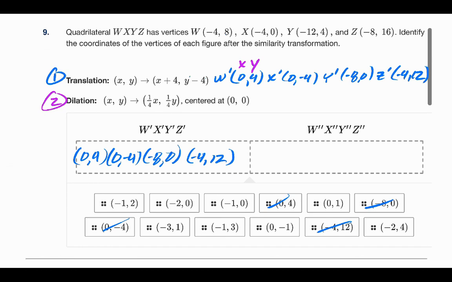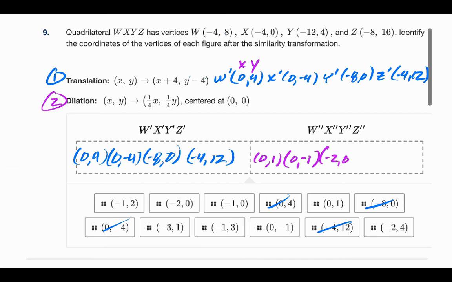So if I take 1/4 of 0, so I'm going to take 0 divided by 4, that's going to give us 0. And when I take 1/4 of 4, so 4 divided by 4 will give me 1. And then similarly for X double prime, I'll get 0 and -1. For Y double prime, I'll get -2 and 0. And for the last one, finally, -4 divided by 4 will give me -1, and 12 divided by 4 will give me 3. So those would be the ones you would drag and drop to this one here.